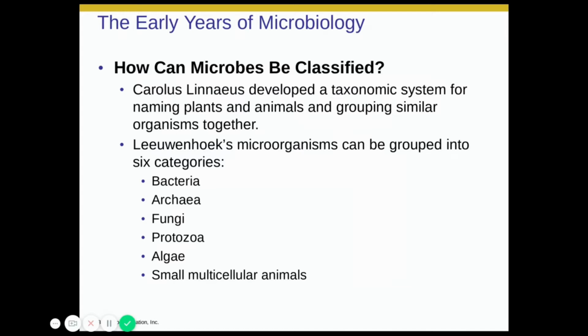Carlos Linnaeus started to develop this taxonomic system for organizing these organisms, whether they be plant or animal, or in our case, microorganisms, into different groups based upon, in his case, physical characteristics, right? And he came up with 6 different categories. So bacteria, archaea, fungi, protozoa, algae, and then small multicellular organisms, right? Some of these are classified as parasites, and we'll see why they're classified in there and why we use them in that classification scheme.